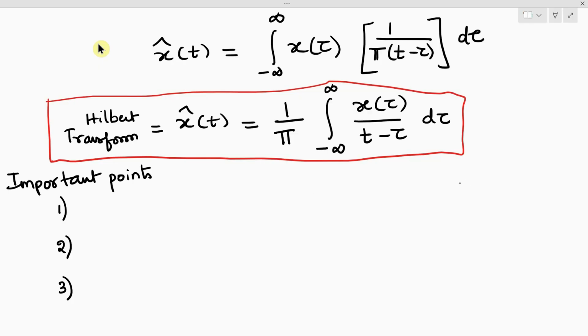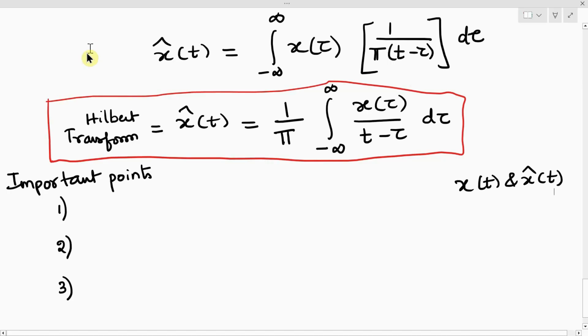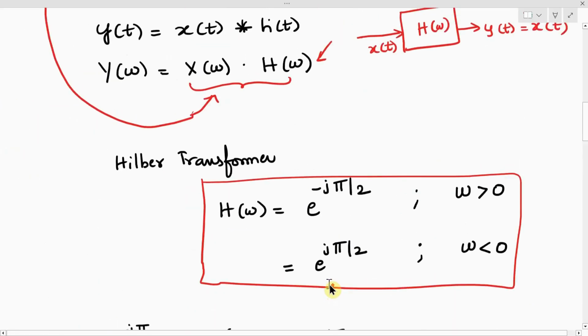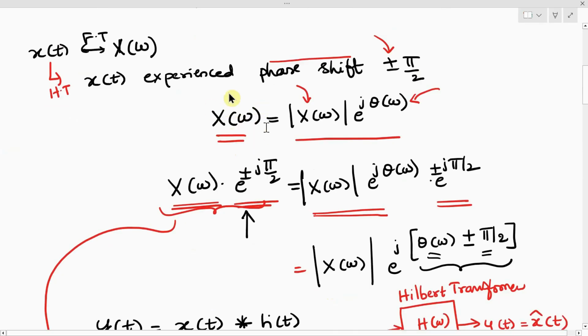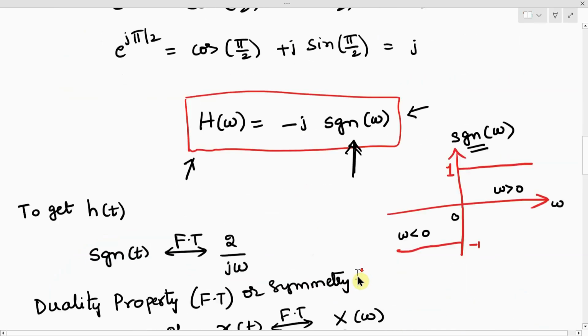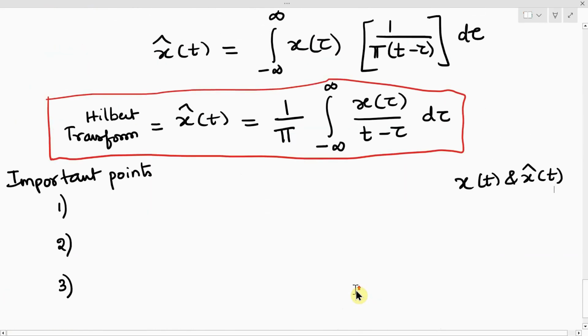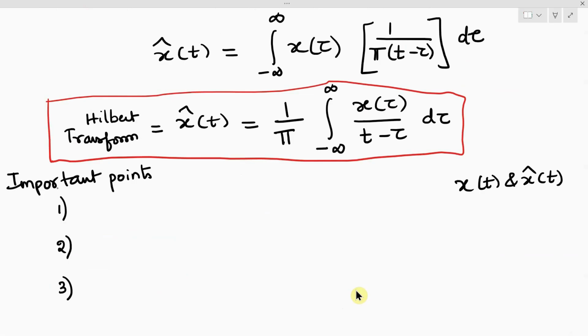Now, the first question. x of t and x cap of t, that is the Hilbert transform, do their magnitude response differ or equal? They remain same. You observe that? Here I have shown. This is before phase shifting. This is after phase shifting. You observe that magnitude remains the same, only the shift in phase. That means either the signal x of t or its Hilbert transform will have the same magnitude response.